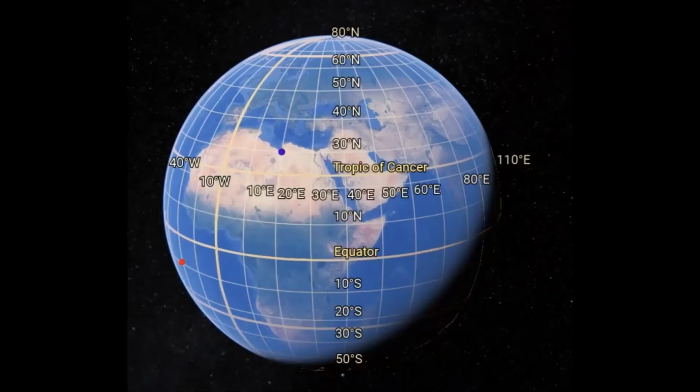So my answer for the red dot is 20 degrees south. I'm sorry, not 20 degrees south. Excuse me, 10 degrees south and 20 degrees west. Okay, so again, my bad. The location for the red dot is 10 degrees south, 20 degrees west. Okay, so let's take a look at the blue dot.